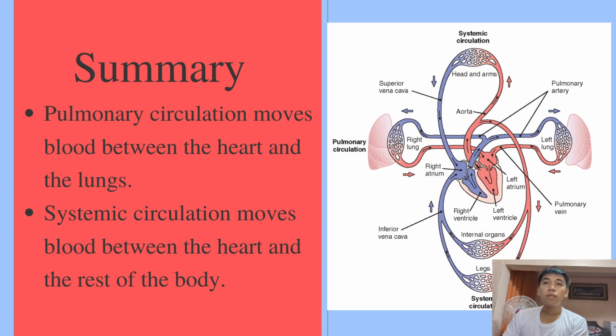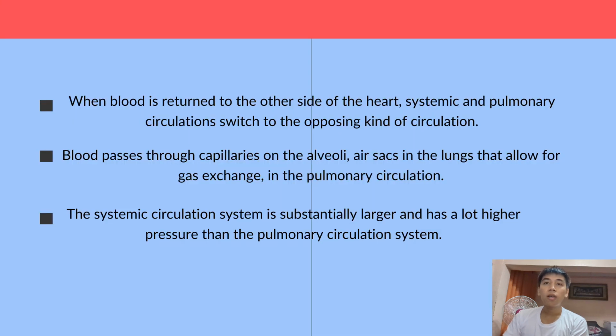In summary, pulmonary circulation is the type of circulation that brings deoxygenated blood to the lungs and oxygenated blood back to the heart, but on the other side, systemic circulation is the portion that brings oxygenated blood to the rest of the body.